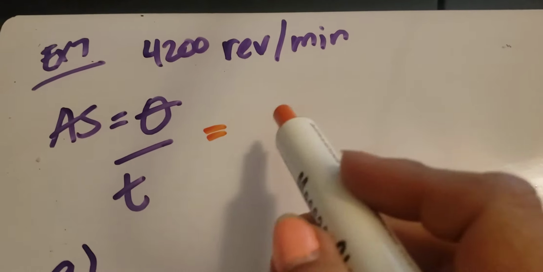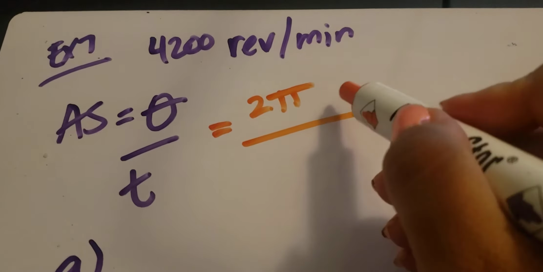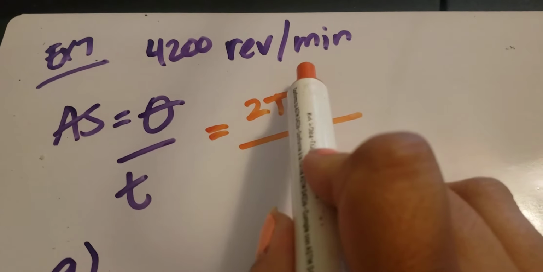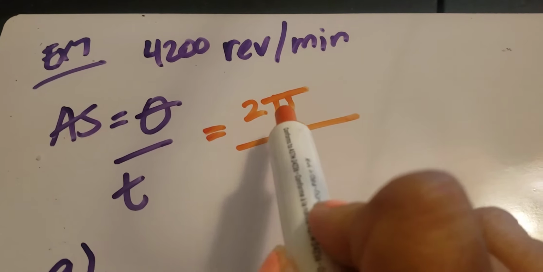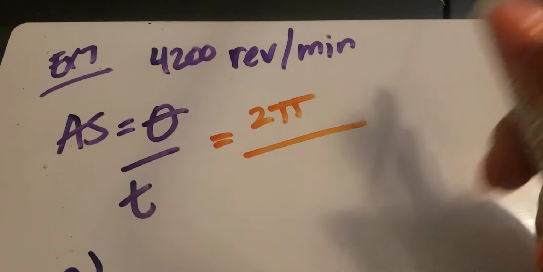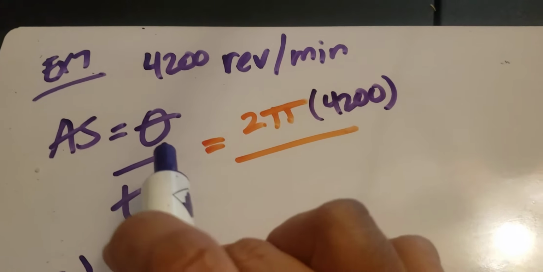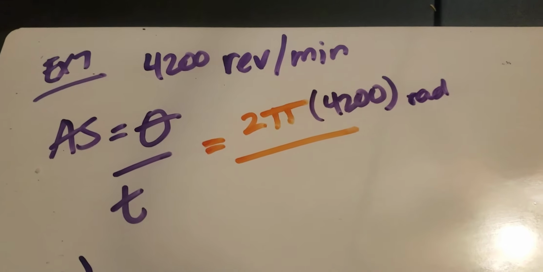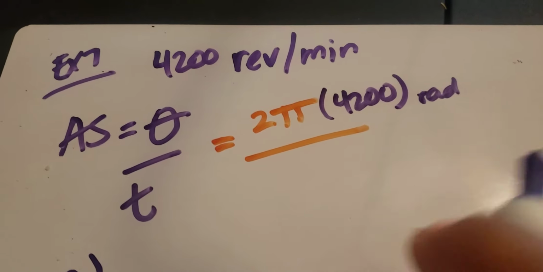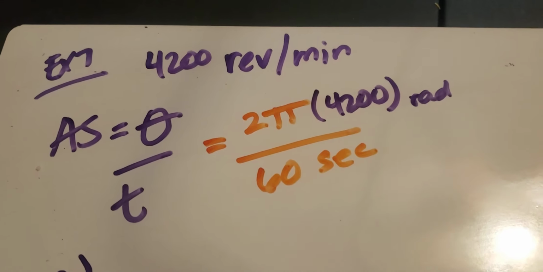So like I said, I showed you what theta is. Theta is 2 pi. And this is not the only thing we're going to do. Since we're given that it's 4,200 revolutions per minute, since theta is 2 pi, we have to multiply that by 4,200, okay? So let me put that in, 4,200. And of course, theta is always measured in radian, so we're going to put rad, okay? And then t, remember they wanted us to find per second. So for time, we're going to put 60 seconds, okay?